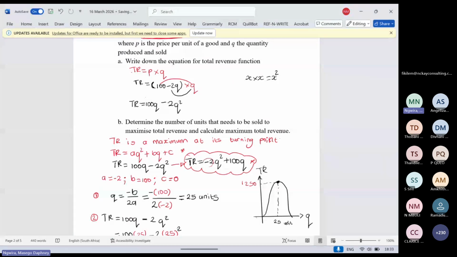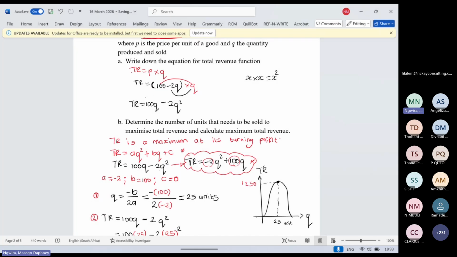This is your A. Whatever is next to Q is your B. Next to Q squared is your A, next to Q is your B. And then our total revenue function, we don't have a C. There's no plus anything. So every time you see a total revenue under this topic of non-linear, whatever is next to Q squared, whether it's here or there, it doesn't matter. That's your A. Whatever is next to Q, that's your B.